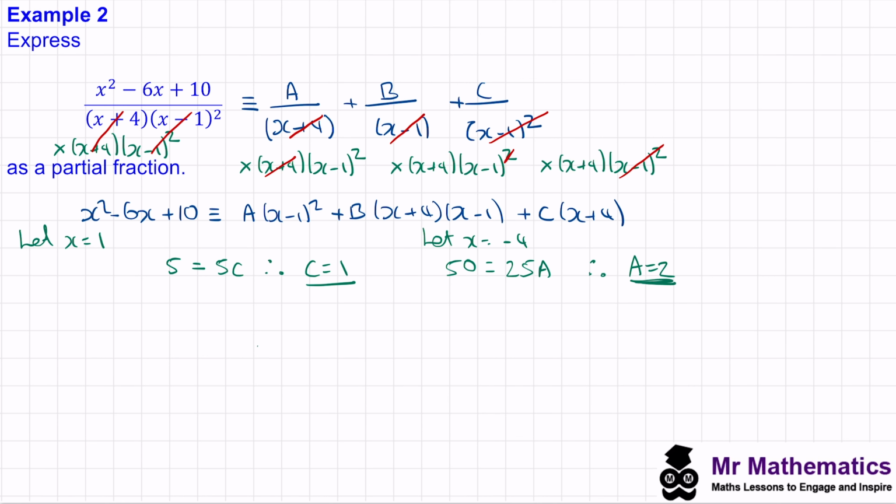So now we've worked out a and we've worked out c, we need to work out b. And what I like to do here is to work out b by equating the coefficients of the x squared term.